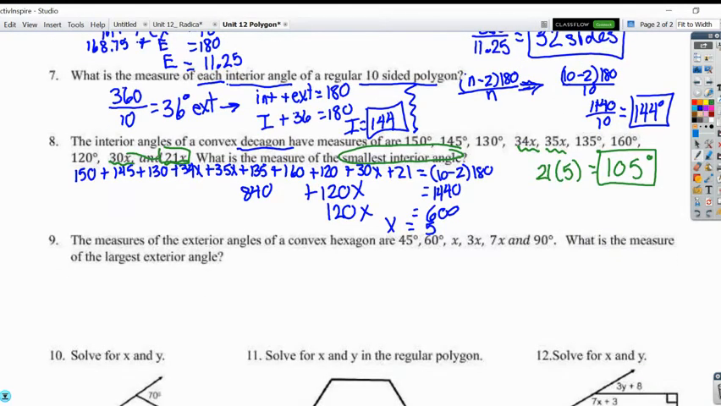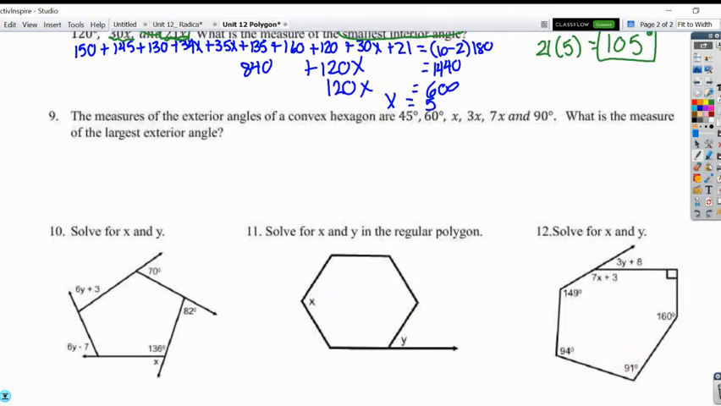Then, for number 9, kind of a similar idea there for you. Measures of exterior angles in that convex hexagon. But since we're talking exterior angles, we can add these together: 45 plus 60 plus x plus 3x plus 7x plus 90. Add those all together, and the exterior total is going to be 360.